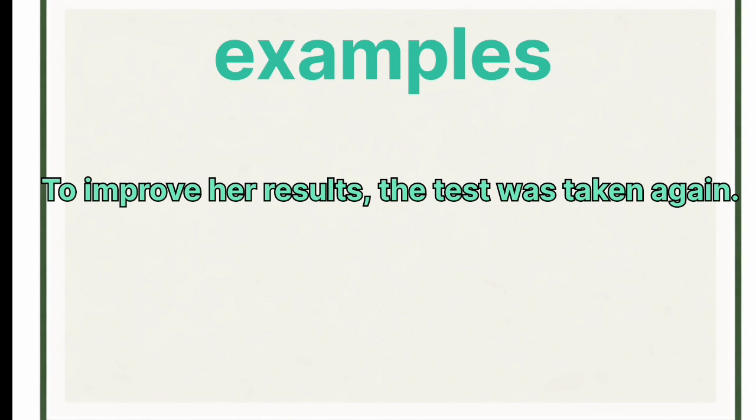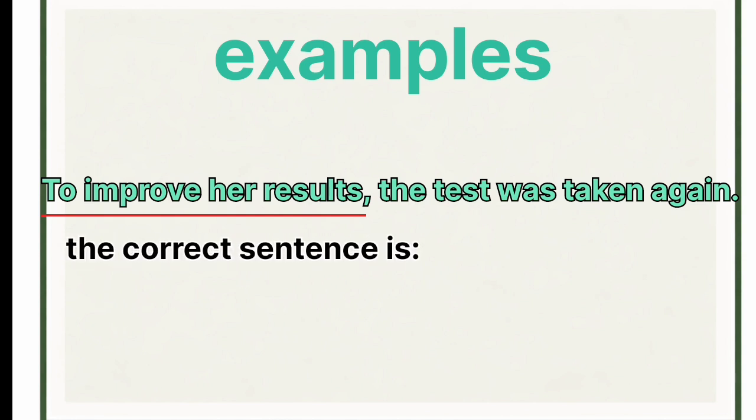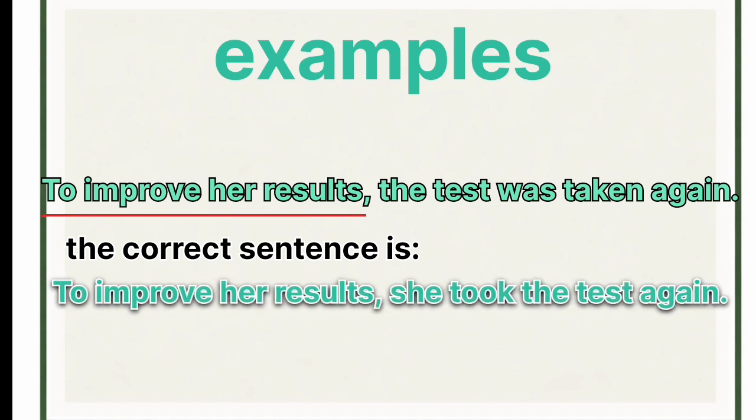To improve her results, the test was taken again. The modifier here is to improve her results. It modifies what? The test. But no, we need to add something, which is the subject. So we can say, to improve her results, she took the test again. Here it's more correct and clear.